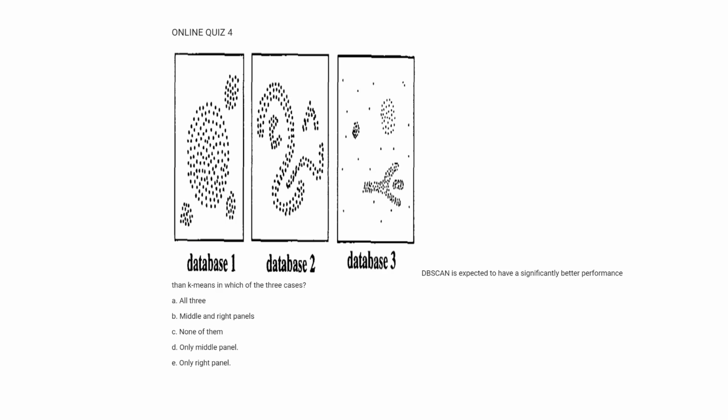Here is a small quiz. Here are the scatter plots of 3 different databases, and which of the 2 databases do you think is going to be advantageous for DBSCAN compared to, say, k-means? And the answer is database 2 and 3, because for the first case, the clusters are spherical in shape, and so k-means is going to perform very well. But for the second and third, the cluster shapes are very weird, and so the k-means algorithm is going to fail.